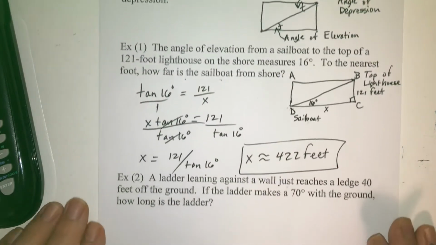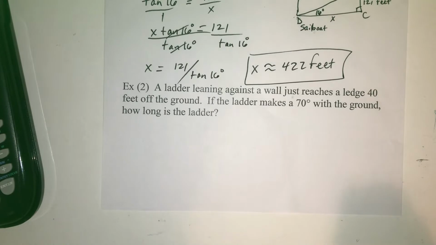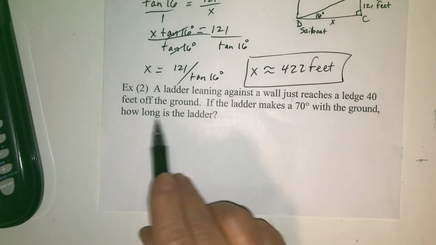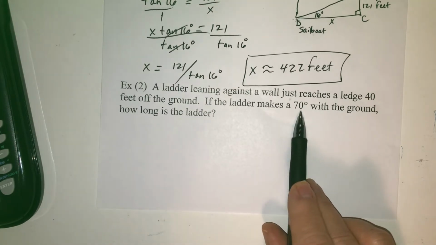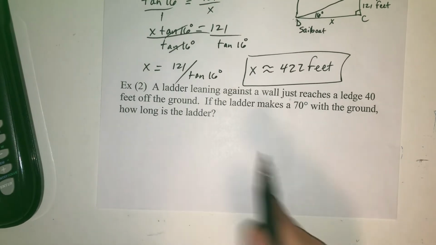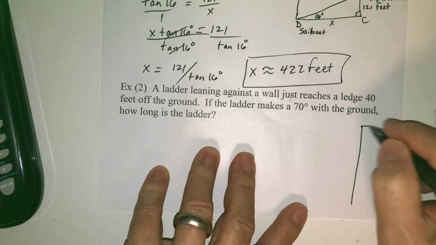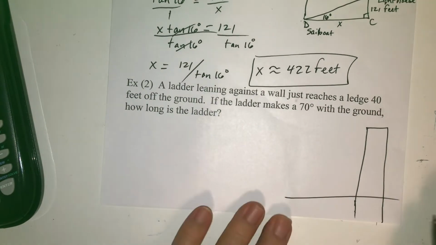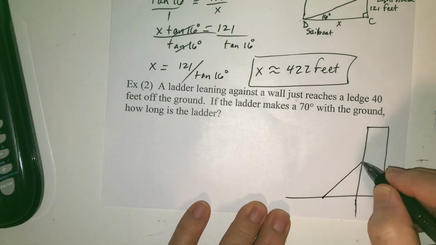All right, let's look at example number 2. Example number 2 says a ladder leaning against a wall just reaches the ledge 40 feet off the ground. If the ladder makes a 70-degree angle with the ground, how long is the ladder? Well, I'm going to sketch a building. Okay, so here's a building. Here's the ground, if you like. We don't need all that below. And we have a ladder going up to a ledge.